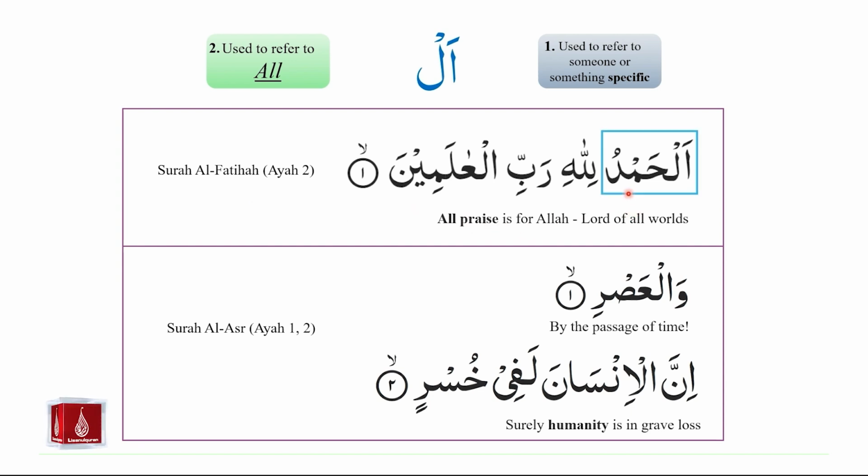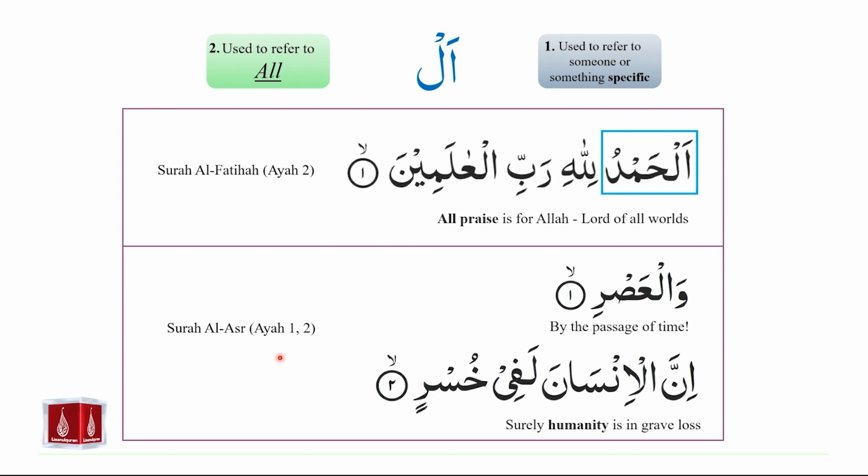Alhamdu means all praise. Alhamdulillahi Rabbil Alameen. All praise is for Allah, Lord of the worlds. Al in Alhamdu does not mean the. It means all praise. This is not translated as the praise is for Allah. It means all praise is for Allah, Lord of the worlds.